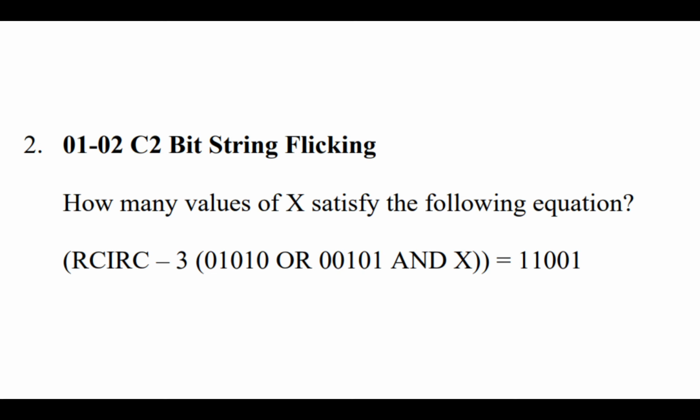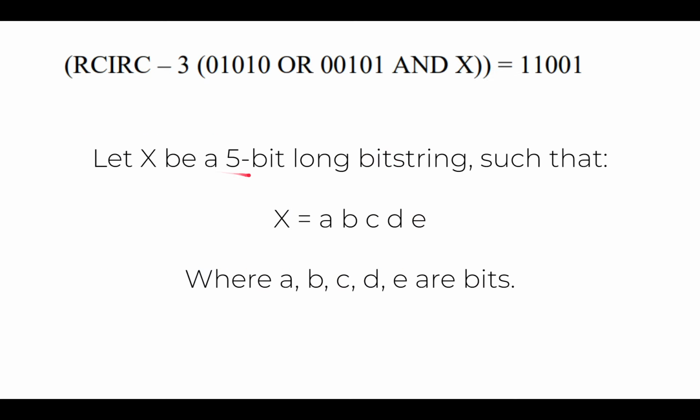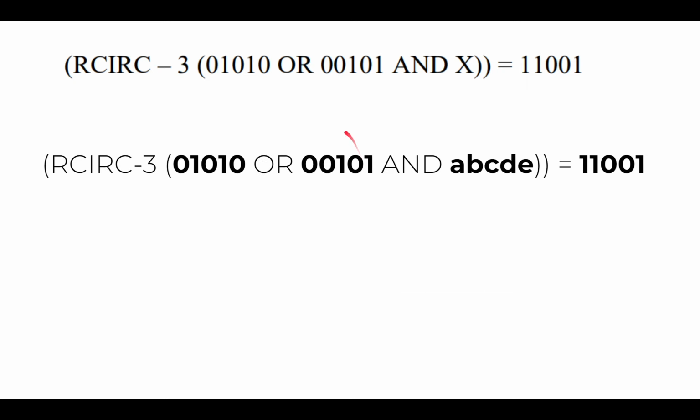And so the best way to go about these is to say, let x be a 5-bit long bit string such that x is represented by A, B, C, D, E. And all of these A, B, C, D, and E are bits. They're either going to be 1 or 0. And that makes sense when we think about it because then x is definitely a bit string and we can solve this. So I've rewritten this expression here and just replaced x with A, B, C, D, E.